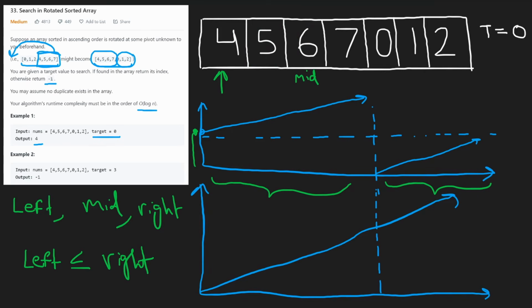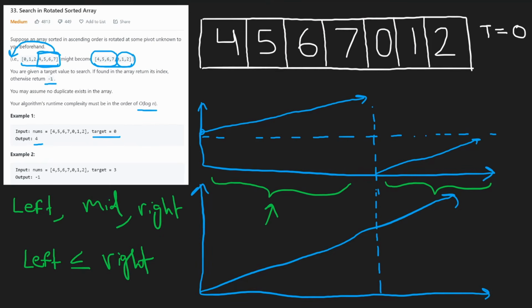But if our value is greater than or equal to 4, then that means we're going to run binary search on these two values, right? It's less than 6, but it's greater than or equal to 4. So we can run binary search on these two values. We can eliminate all of these from consideration. So all of that is if we were in the left sorted portion of the array, right?